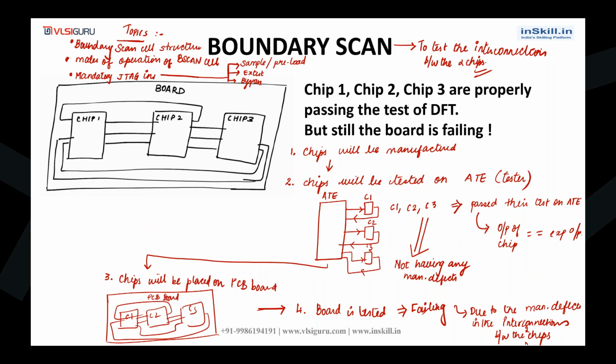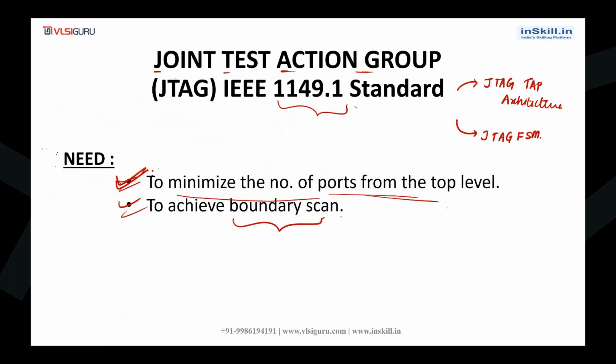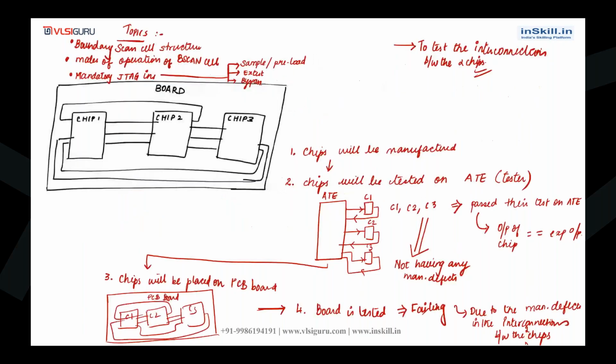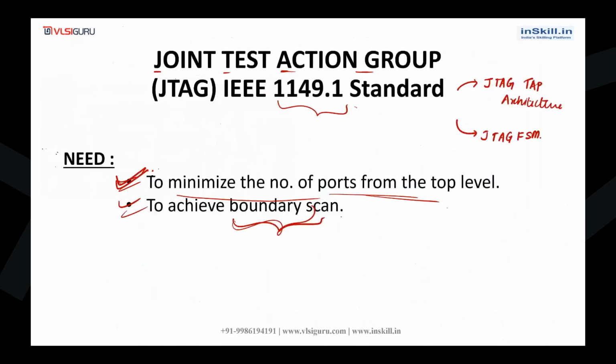When we cover these topics in boundary scan, you will be able to understand how with the help of JTAG we are able to achieve boundary scan. Here we have written, another need of JTAG is to achieve boundary scan. So when we discuss these topics in boundary scan, you will be able to understand how with the help of JTAG you are able to achieve boundary scan. So these are all the things which will be covered as a part of our JTAG training.